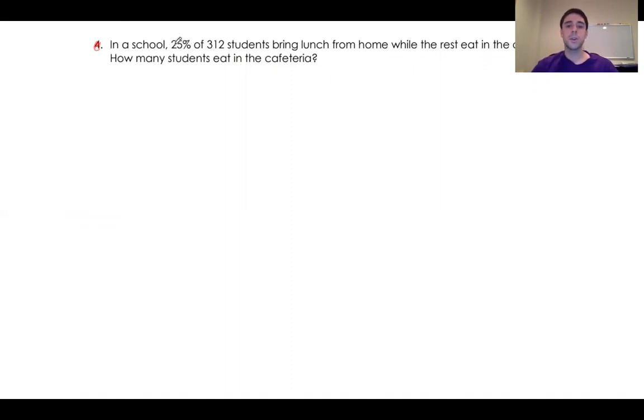In a school, 25% of 312 students bring lunch from home, while the rest eat in the cafeteria. How many students eat in the cafeteria? So let's make our double number line, number on the left, percent on the right.